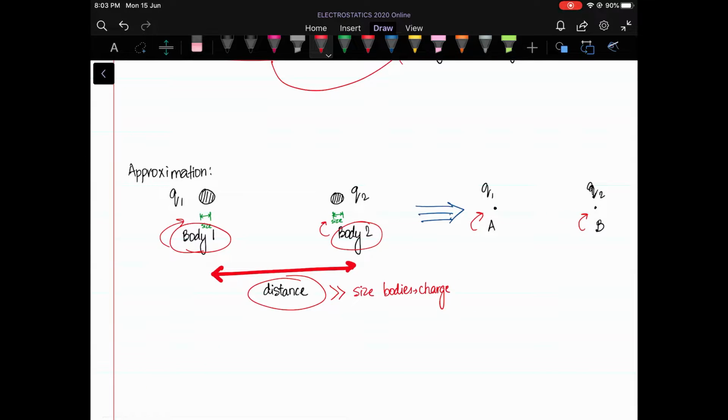So to approximate any charge to a point charge, the condition is that the distance between those charges must be very large compared to the size of the charged bodies.